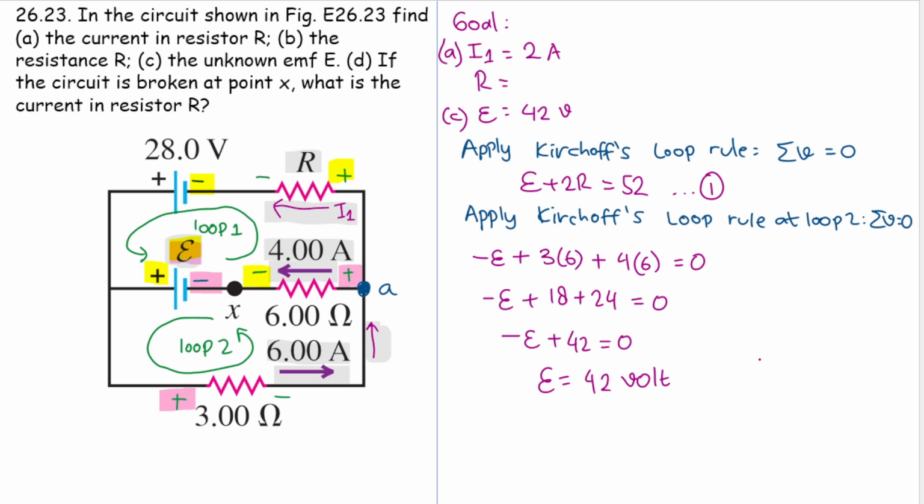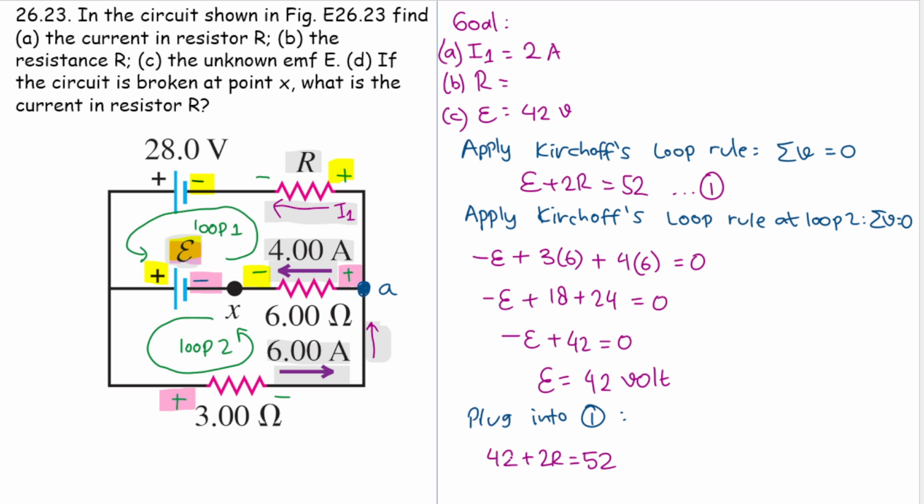And we need to plug this into equation 1, okay, to get the R here, which is the answer, the question B. Okay, now let's plug in into 1. So I will have E is 42, so we'll have 42 here plus 2R is equal to 52.